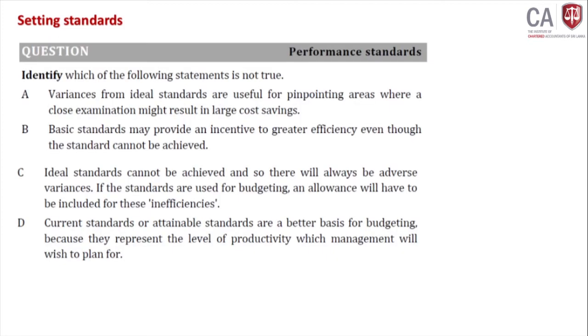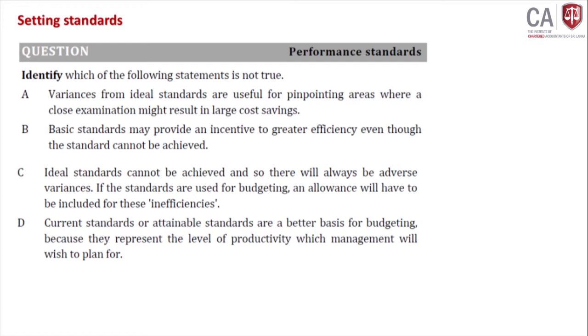Question, read this. Identify which of the following statements is not true. What is wrong? You need to understand. What is the wrong statement? Right? Number 1. Variances from ideal standard are useful in pinpointing areas where a close examination might result in large cost saving. Yes, that is correct. That we have discussed, ideal. B.